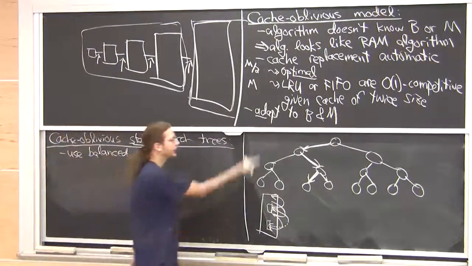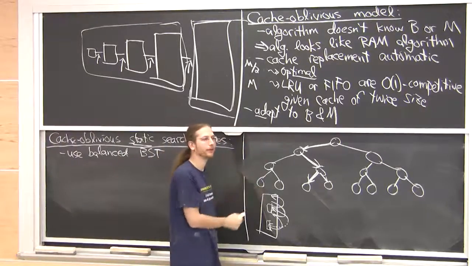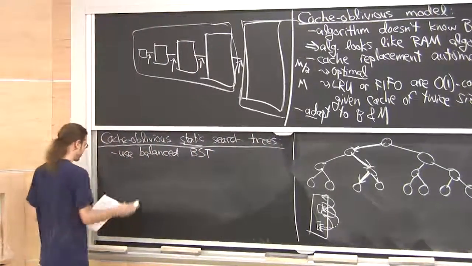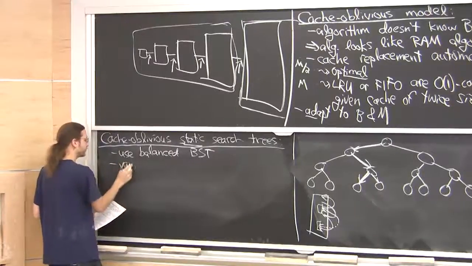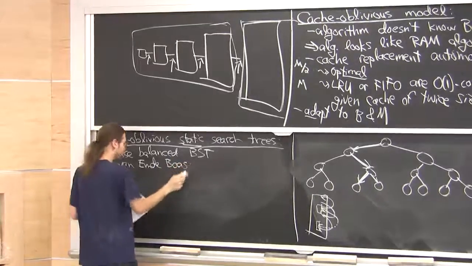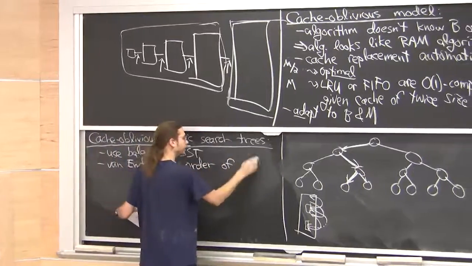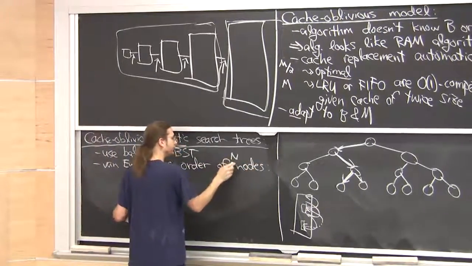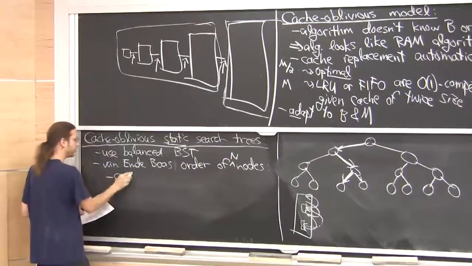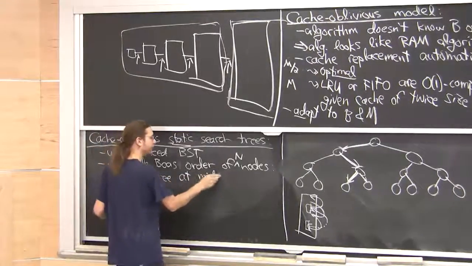Now you could try level order, you could try in-order, pre-order, post-order. All of them fail. The right order is something called van Emde Boas order. So let's say there are n nodes. What we're going to do is carve the tree at the middle level of edges.